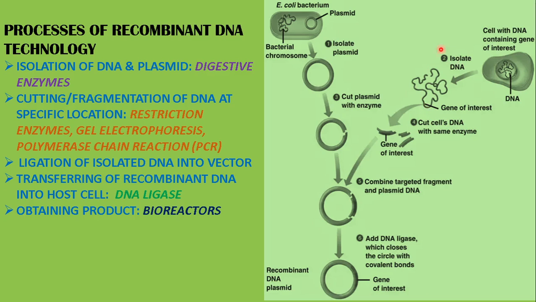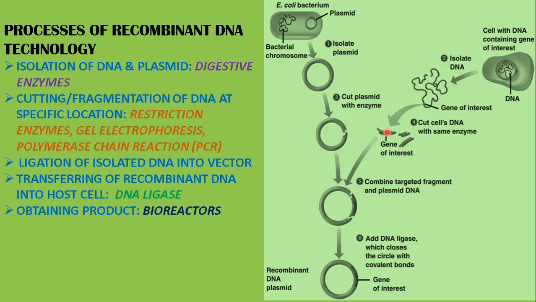Similarly, even the plasmid is isolated in this manner, parallelly, separately. The plasmid is cut with an enzyme. Here this is a circular plasmid. It is cut with an enzyme. The same enzyme will be used to cut even the gene of our interest. Now here we have this gene. This is the gene that will actually produce our product.